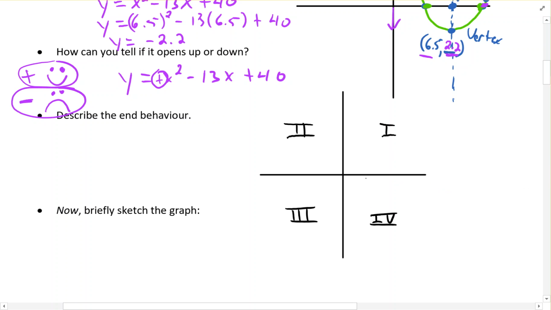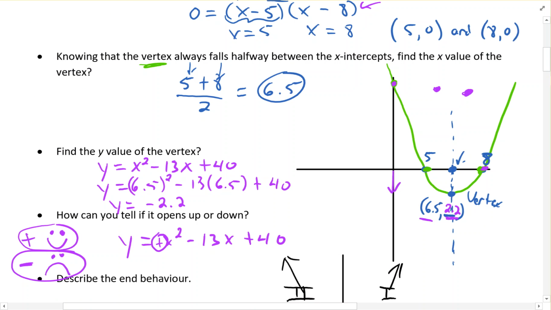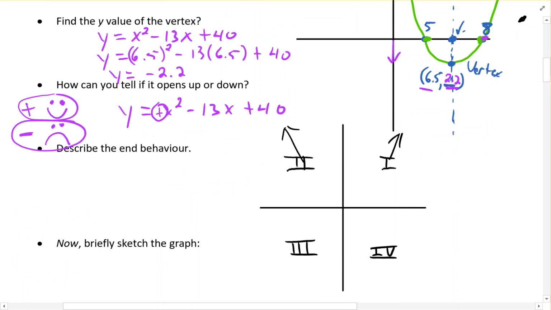So anyway, describe the end behavior. Well, you'd say that it starts in quadrant 2 and ends in quadrant 1. So that's pretty much it. Quadrant 2 to quadrant 1. Now briefly sketch the graph. We've already done that up here. If you've already done that, then maybe put a check mark by it or something.